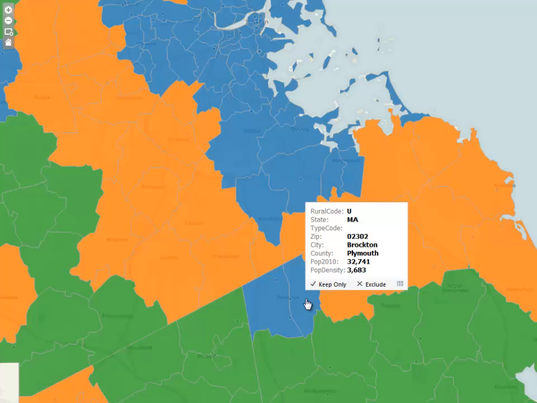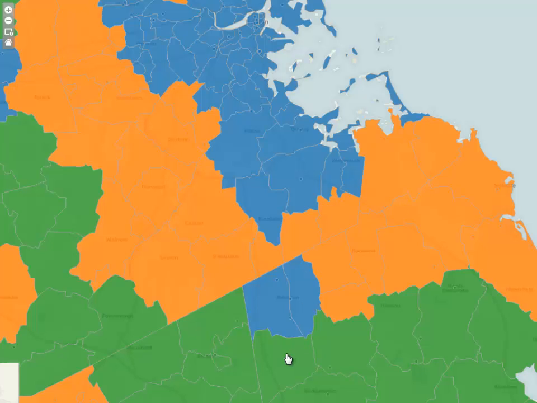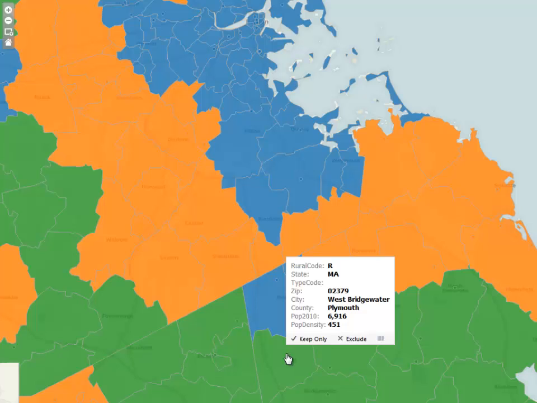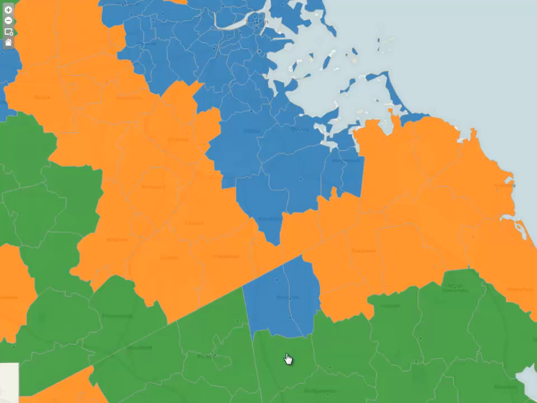You might also wonder why you can have a rural area immediately outside of an urban area, as in this case. But when you look at the population density and the total population, you realize this is rural, and that's how the USDA defines it. West Bridgewater, it's a rural area there.